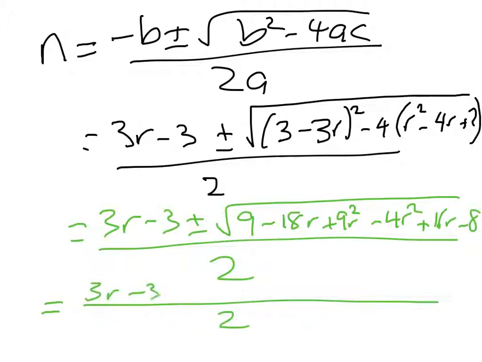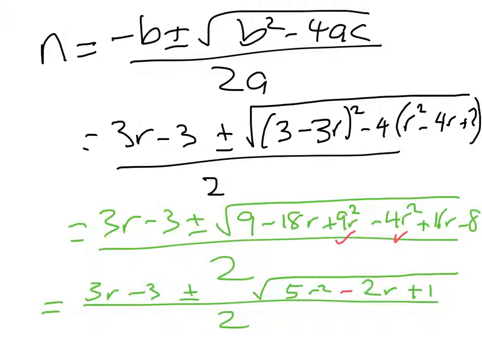3r minus 3, plus or minus, right, collecting up like terms, I've got 5r squared from that one and that one, minus 2r, plus 1. Alright, believe it or not, we're probably about three quarters of the way through the problem now.